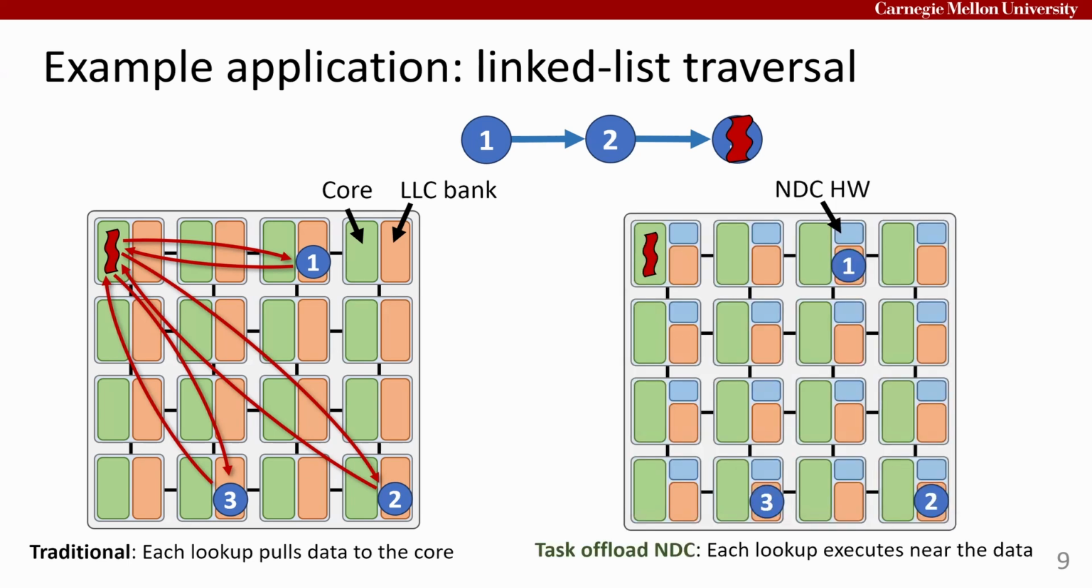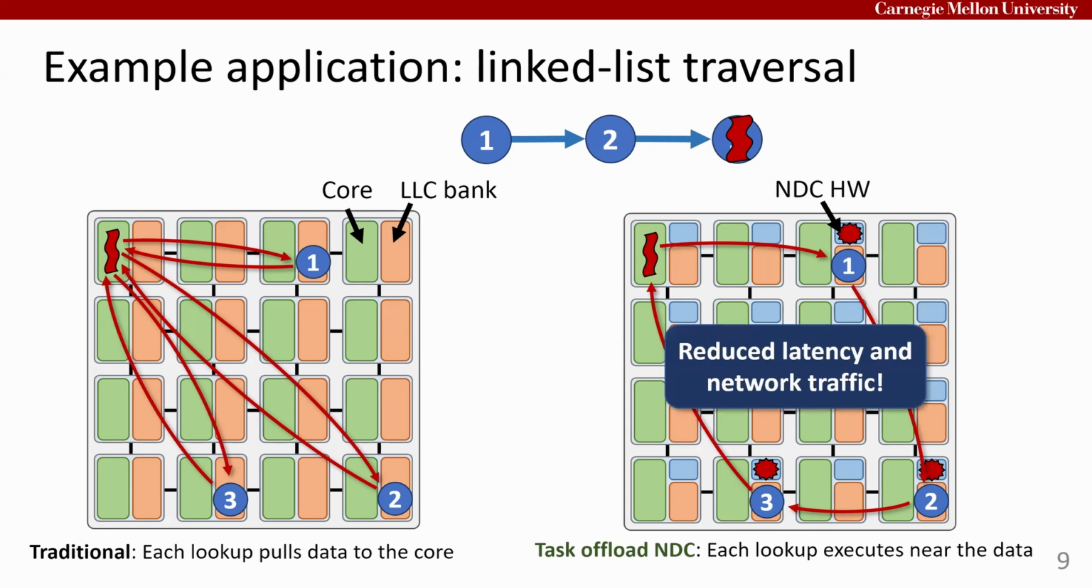Now, let's see how task offload can improve the traversal. This time, the thread offloads a lookup to the location of the first node, which itself offloads the next lookup, and so on, until the data is found and returned to the thread. As we can see, each lookup only incurs a single network traversal, significantly reducing the total amount of network traffic and lookup latency.